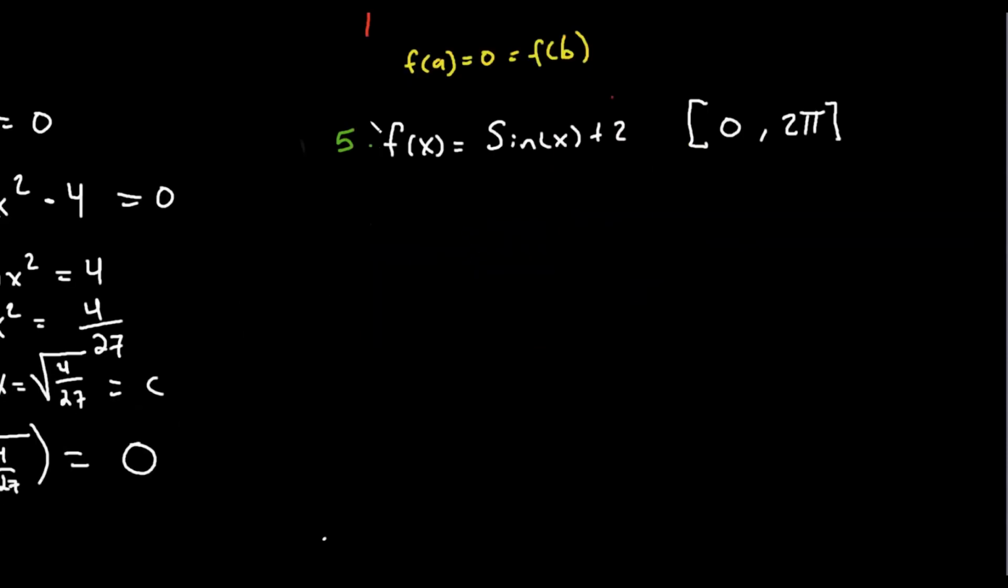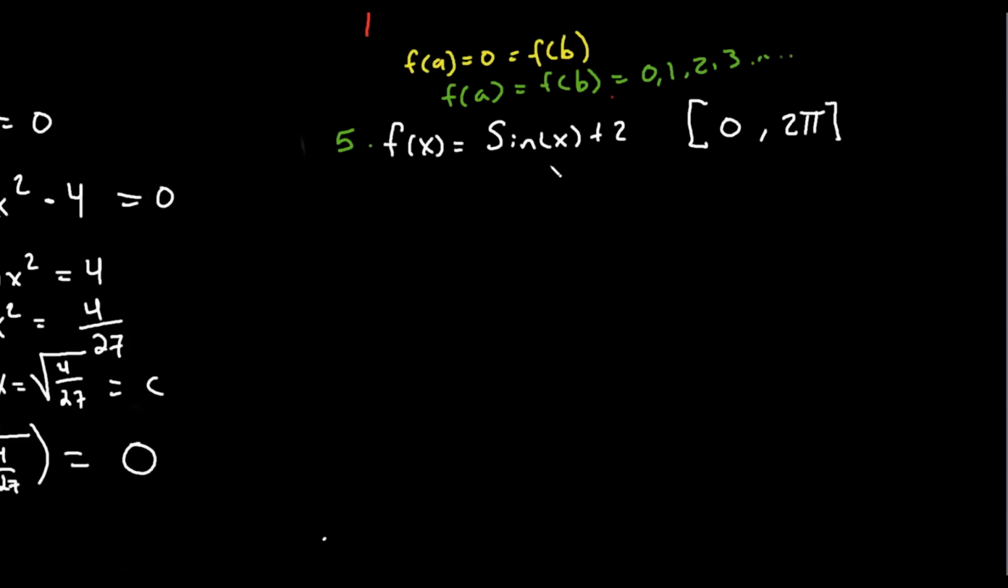Alright, so the last question. It's important to note that f of a must equal f of b. They could be any number. It could be anything other than 0 as well, as long as they're the same. So you don't have to just stick with 0 over here. We'll see that in this example here.